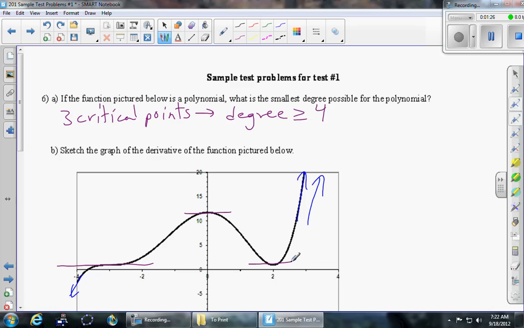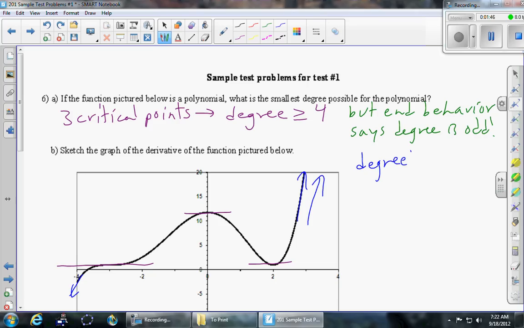So if the degree is at least 4, but the end behavior says the degree is odd, then our conclusion here is that the smallest possible degree here would be 5. It's bigger than or equal to 4, and it's got to be odd. So it could be 5, could be 7, could be 9, but it said we want the smallest possible degree. So the answer there is 5.